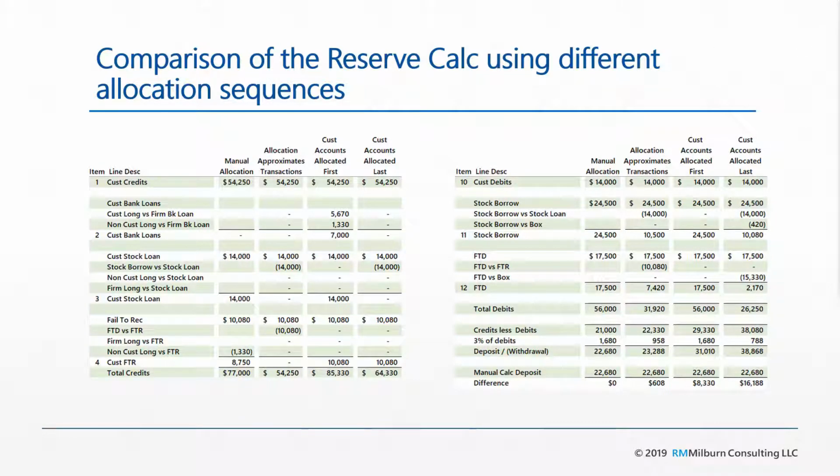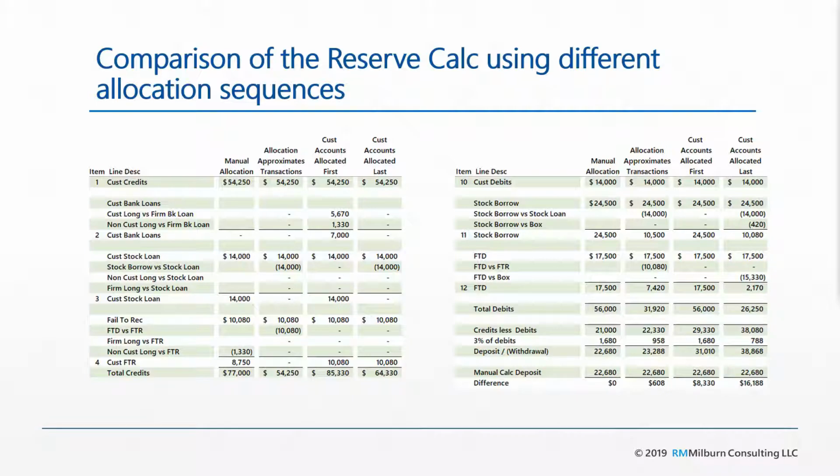This slide compares 4 reserve calculations, the original manual allocation, and 3 using automated allocation programs. When comparing the calculations, remember 2 things. 1. Allocation programs should be conservative to accomplish maximum protection for customers, and they must achieve comparable results to a reserve calculation that did not use an automated allocation system.